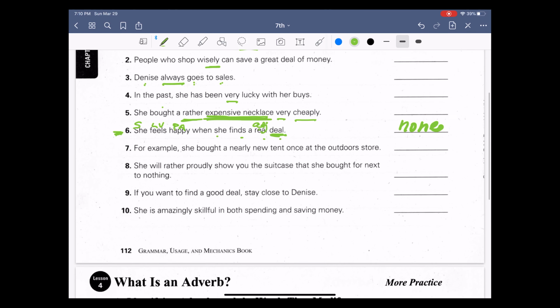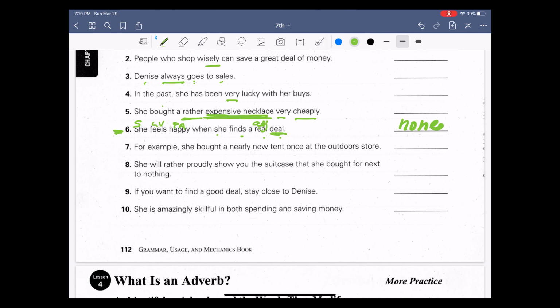Number 7, for example, she bought a nearly new tent once at the outdoor store. So the tent was a new tent, and nearly is telling you about the adjective new. So nearly is your adverb. Once is also an adverb because it's telling you when. So in that sentence, 2 adverbs, nearly and once.